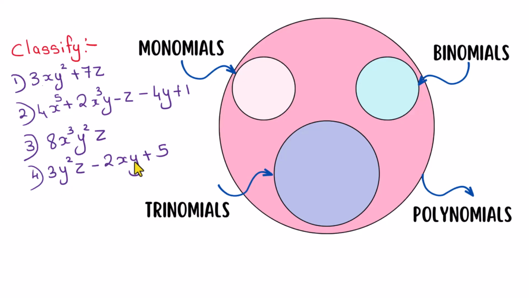Okay kids, for question number 2, you may pause the video and come back after a few minutes to check your answers. Okay, let's check out the answers. In question number 1, we can see it consists of 2 terms, which are 3xy squared and 7z, and therefore it is known as a binomial.